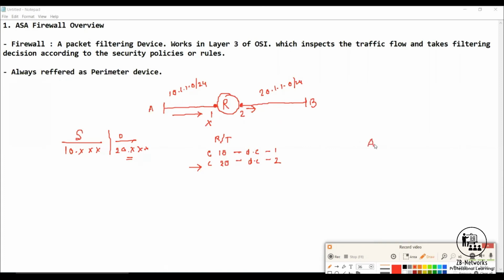But if you take an ASA, right, and you connect two interfaces of your ASA with two devices, again say we have A over here and B over here, same story. We have a 10 dot subnet.